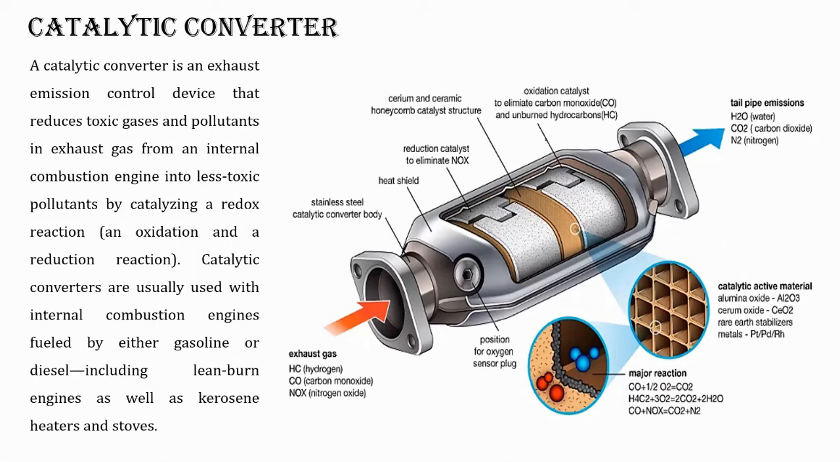So basically inside this catalytic converter, a redox reaction will occur. This redox reaction results in the conversion of the toxic gases into less toxic gases. They are usually used with internal combustion engines fueled by either gasoline or diesel, including lean burn engines, and also in kerosene heaters and stoves. So you can use it anywhere: in a kerosene stove, in bike engines, in car engines. It is as simple as that.